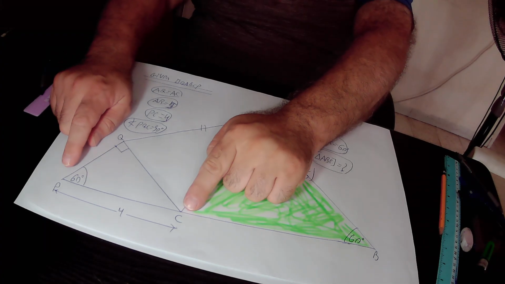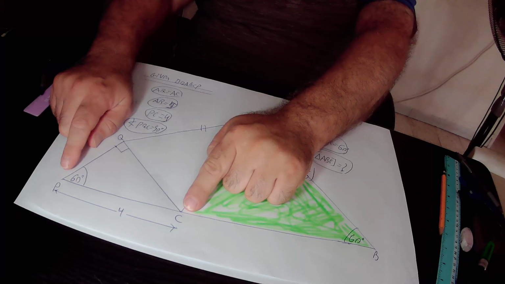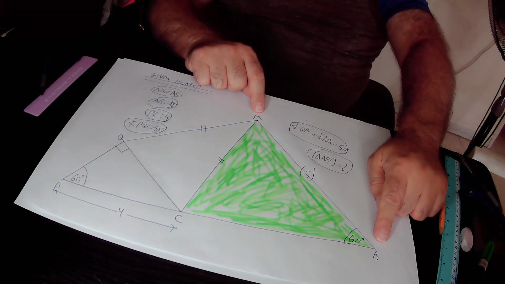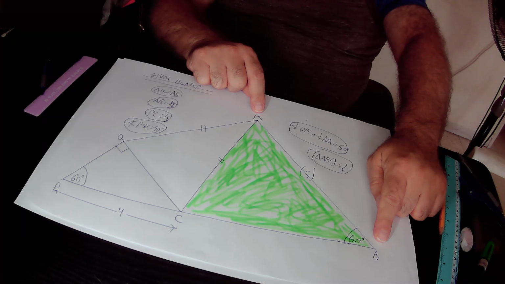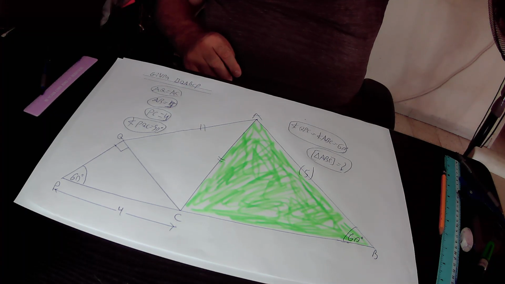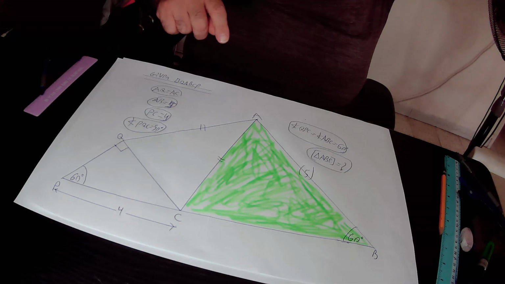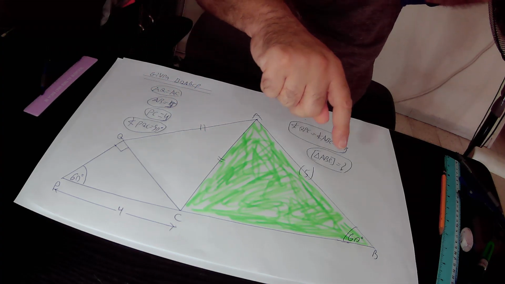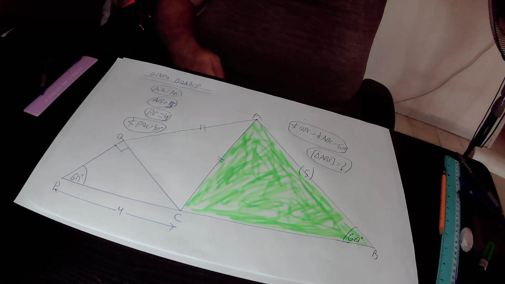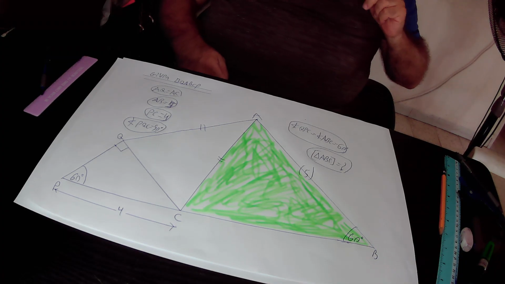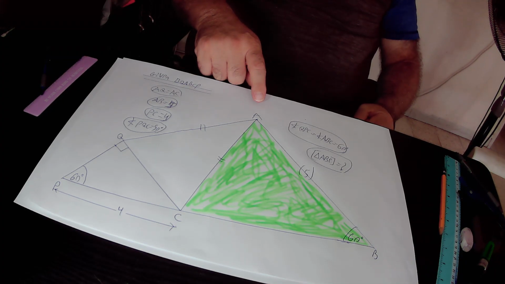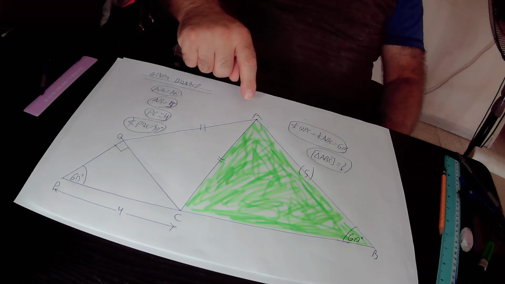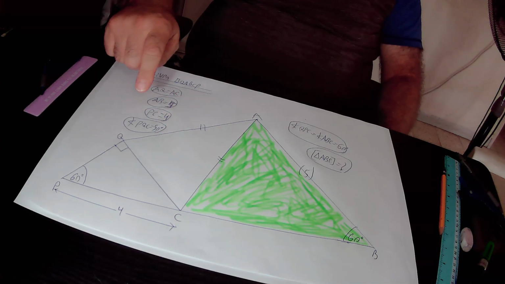This line segment PC is equal to 4 units in length, and this side AB is equal to 5 units in length. Again, our task is to find out the area of this green triangle, triangle ABC. So, first of all, we will do a construction. That is to say, from point A, we will draw a perpendicular on the base QC of the associated triangle, triangle QAC.